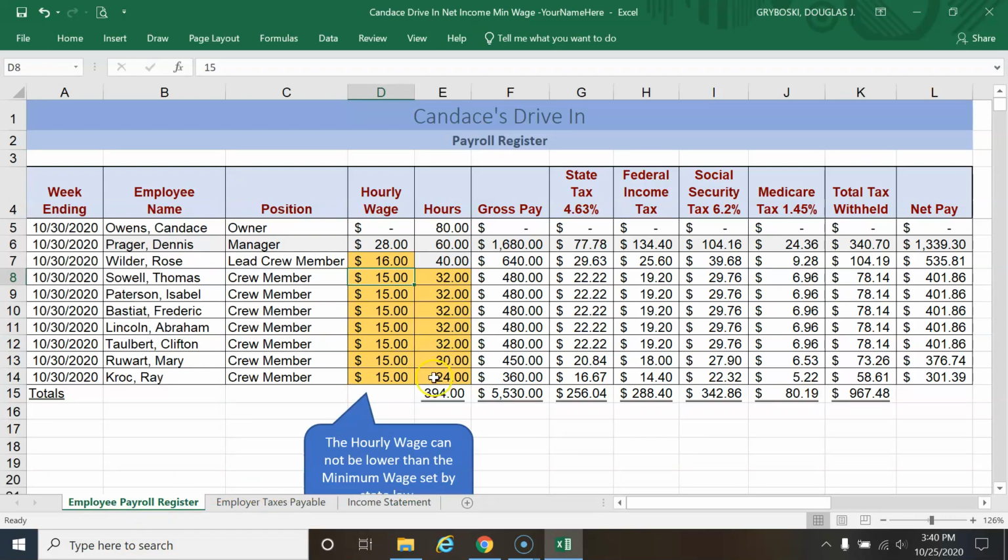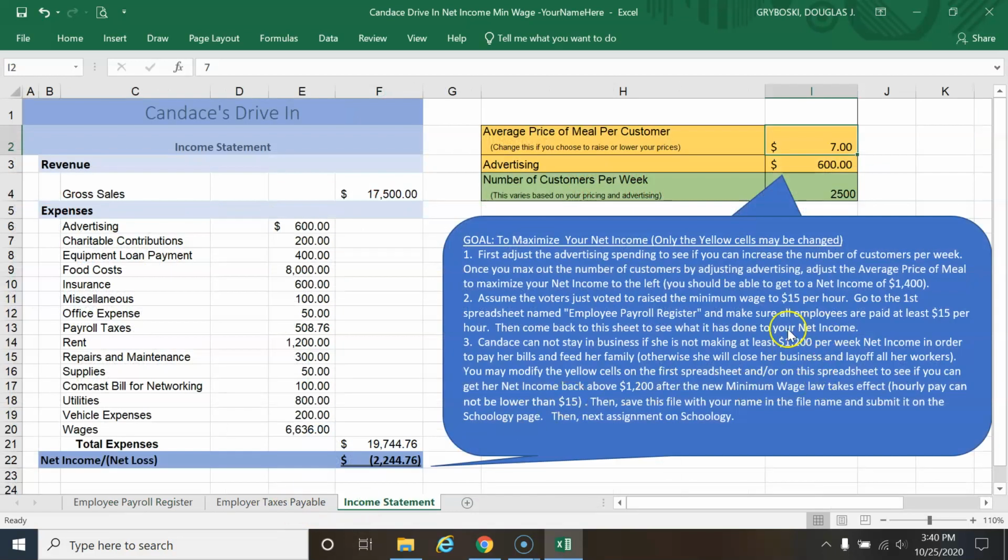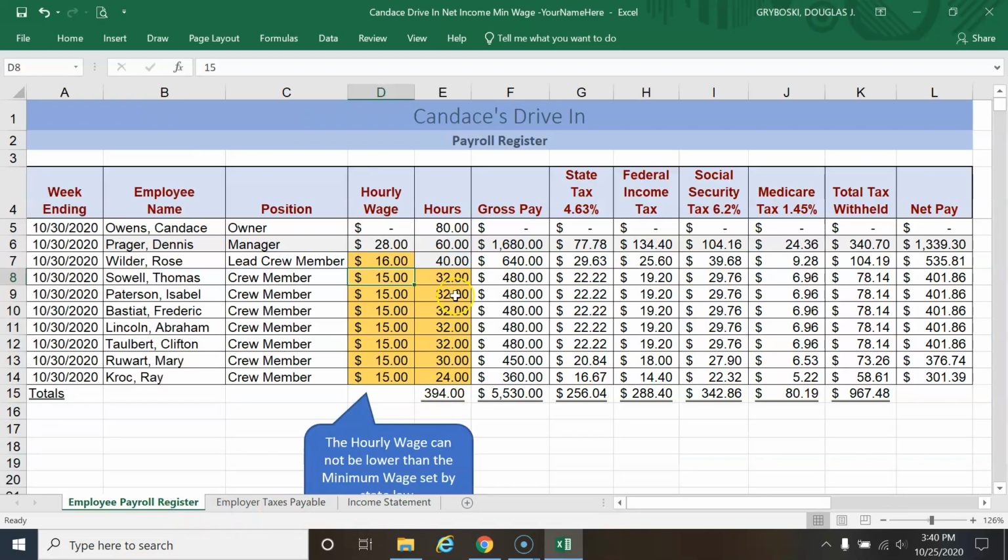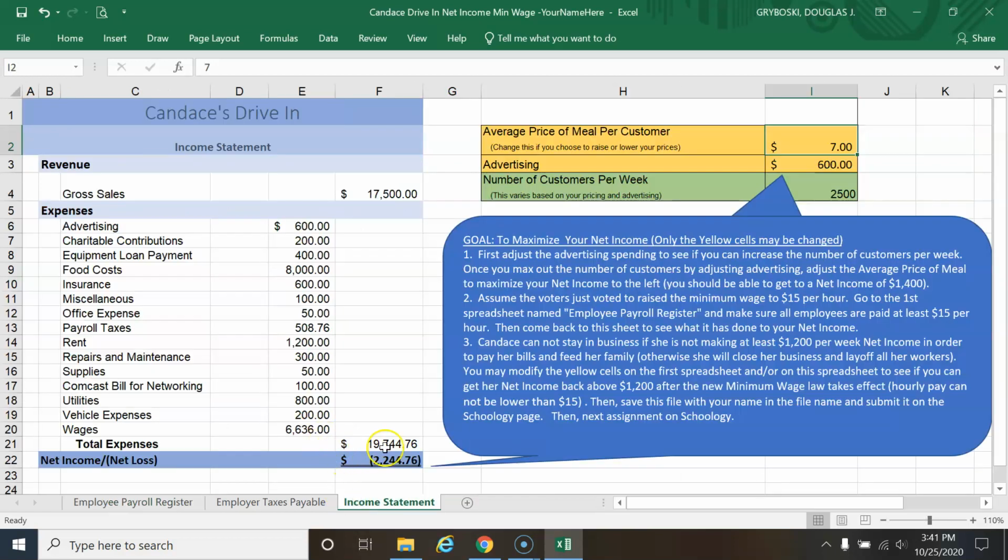And so the owner's like, look, I've got to do something to stay in business. If I'm not making at least $1,200, it's not worth it to me to stay in business. I need to be making at least $1,200 here. So what can we do? And what you guys need to do is adjust the hours here. And or if you want to adjust this, you just can't go lower than 15 because that's the minimum by the law now. So you're going to have to adjust hours until you get this number up to $1,200 a week.